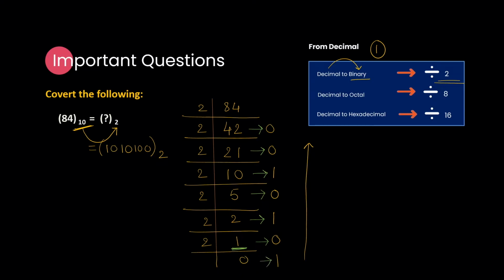Remainder is 1. We got all the remainder. It's time to note down. That we will be note down from bottom to top. So it will be 1, 0, 1, 0, 1, 0, 0. So in this way we got the answer. Hope you understood this explanation. If you want to practice one more question of this category, here it is.